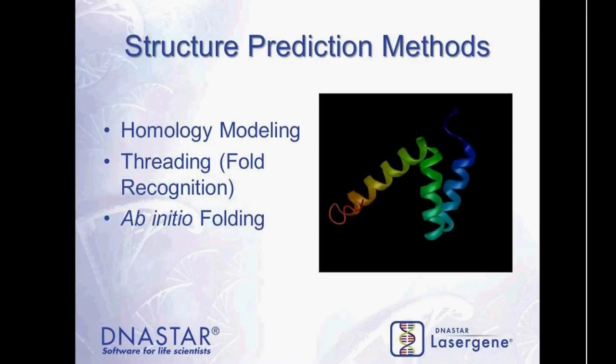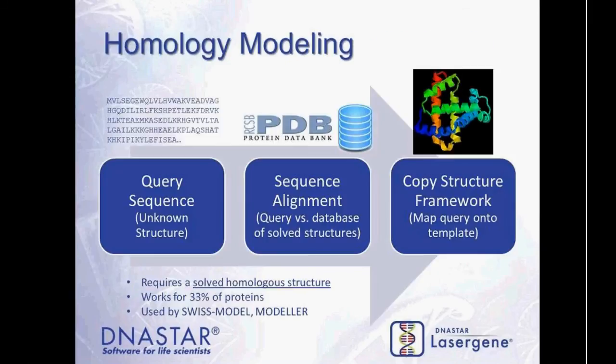There are three major structure prediction methods I'd like to briefly talk about today, which are homology modeling, threading or fold recognition, and ab initio folding. Now, the homology modeling method is the easiest case of all three methods here and uses a solved homologous structure for calculations. This method is usually successful for about a third of all proteins.